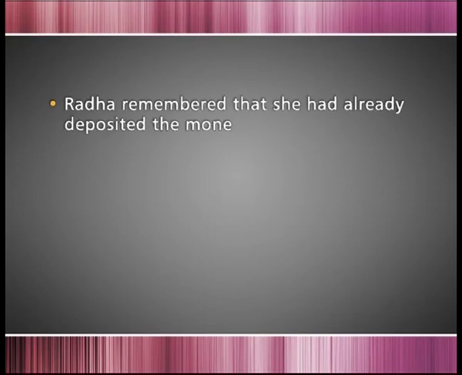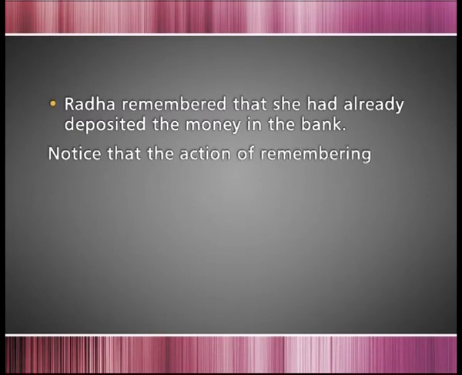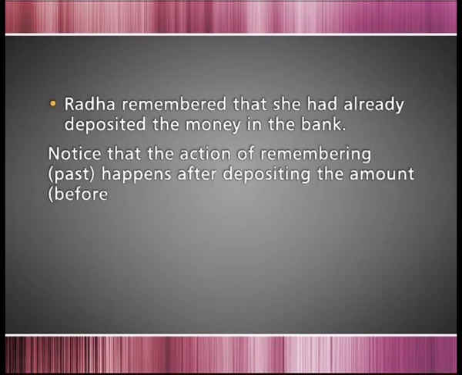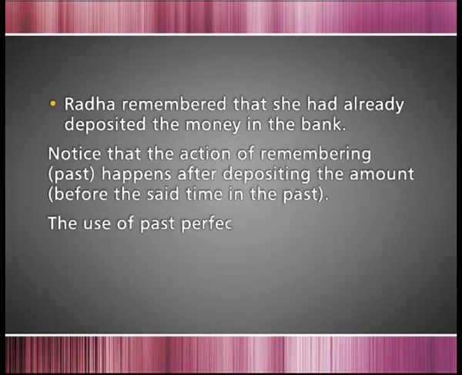The earlier action or event in such cases is expressed in the past perfect tense and the later action in simple past. For instance, in the first sentence, I had forgotten is the earlier action. On reaching the school I found is the later action. This tense is used when we wish to emphasize the sequence of the two actions in the past and when that earlier action has some relation to the later action or situation. For example, Radha remembered that she had already deposited the money in the bank. Notice that the action of remembering, past, happens after depositing the amount before the set time in the past.